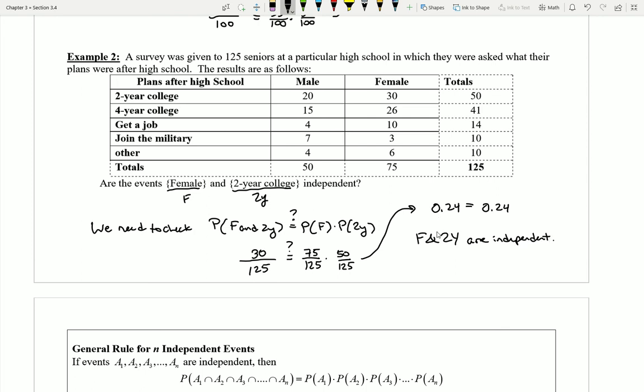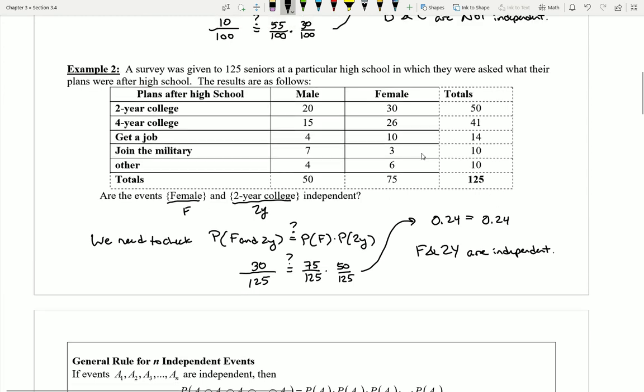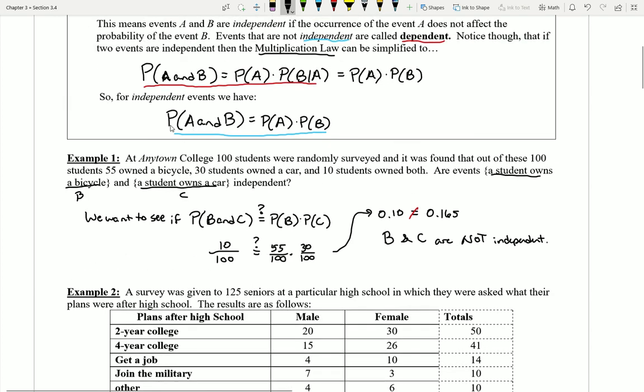Apparently, if someone is a female, that doesn't make them any more or less likely to go to a 2-year college, and vice versa. If I have someone that goes to a 2-year college, that doesn't make them any more or less likely to be male or female. Okay, so this is the way that I can check for independence every single time. In the next videos, we'll see what happens if we already know that 2 events are independent. How can I use this blue formula to help calculate probabilities involving ands?